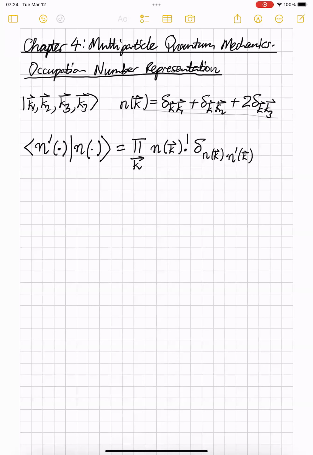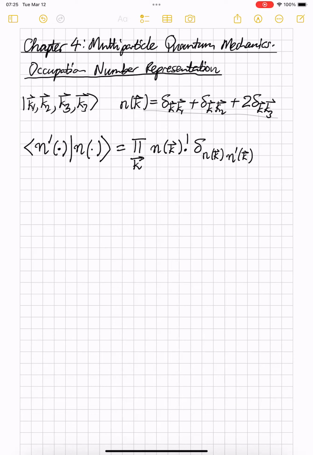Okay, so we're busy discussing occupation number representation. Here is just one more example at the top here. If I've got the state k1, k2, k3, k3, then the occupation number tells us we've got delta k, k1, delta k, k2, and 2 delta k, k3. So you see the occupation number function is summarizing for us which momentum states are filled with particles and how many particles are in each state.